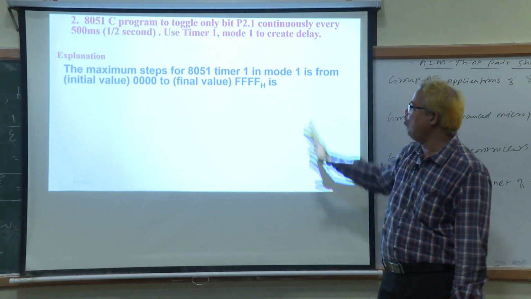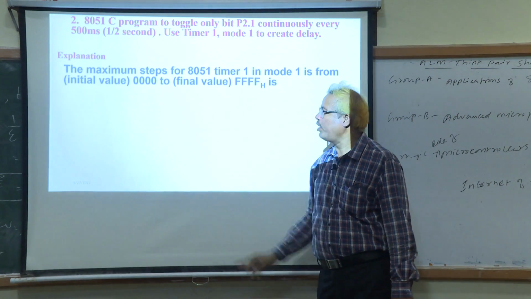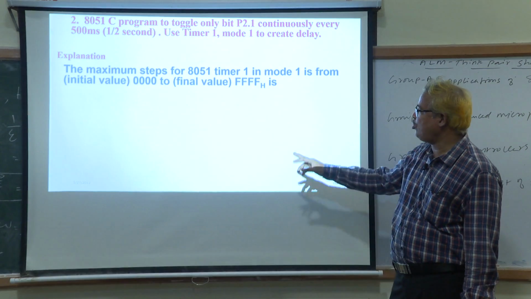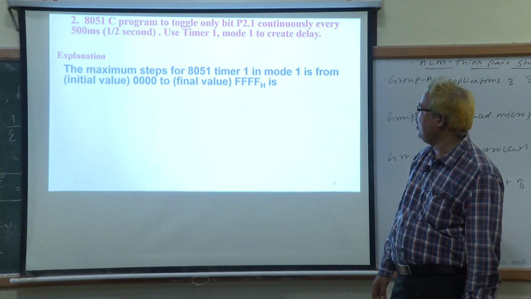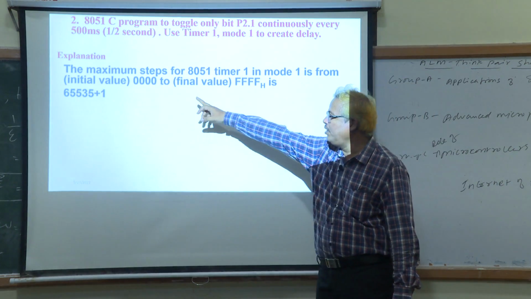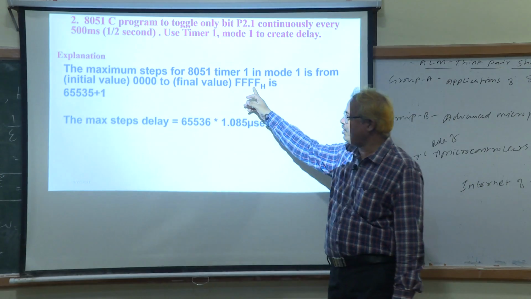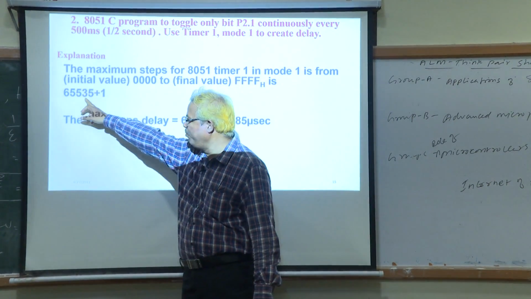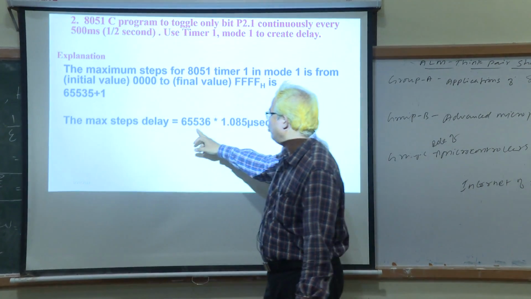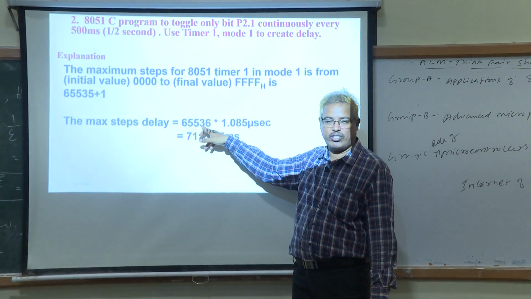Now use timer 1 in mode 1. Mode 1 is a 16-bit timer. So for the maximum step delay, we have to create 500 milliseconds. The maximum step count is 0000 to FFFFH. If FFFFH is converted into a decimal value, it will be 65535 plus 1, so 65536 is the maximum number of steps.